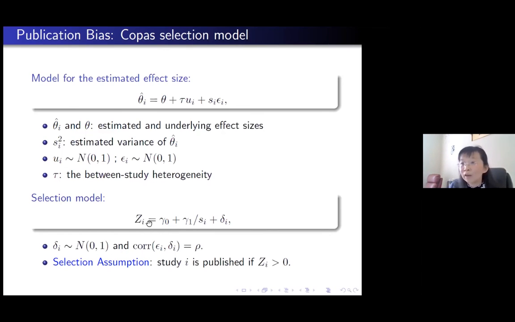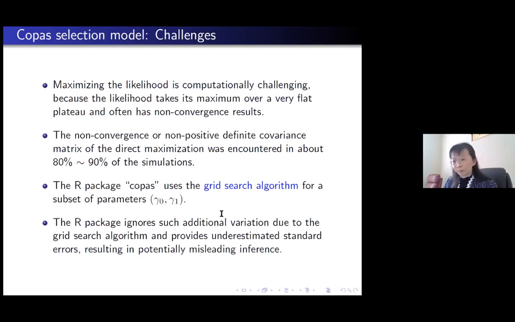So in this Copas model, the parameter gamma 1 characterizes how the chance of publication depends on the precision of the estimated effect. Then the correlation parameter rho between the two random error terms describes the impact of the estimated effect size on the publication process. So even for this popular model, there are some remaining computational issues.